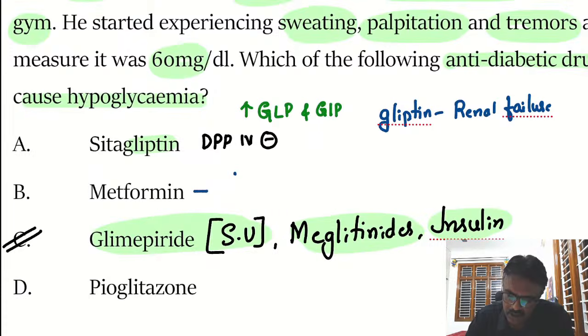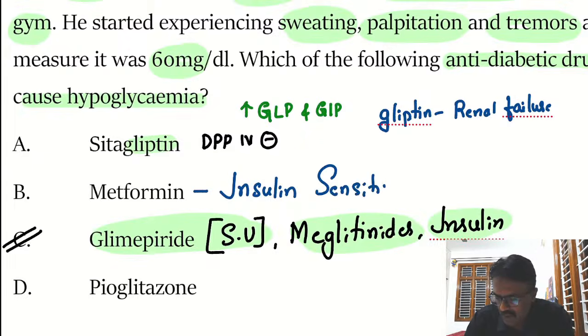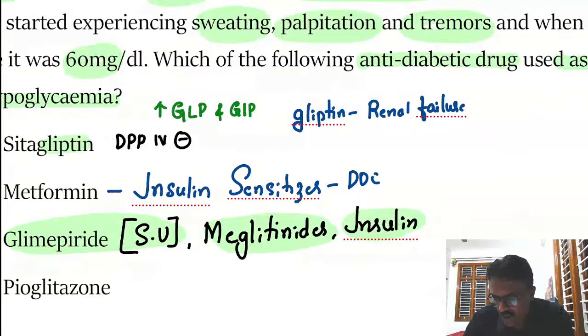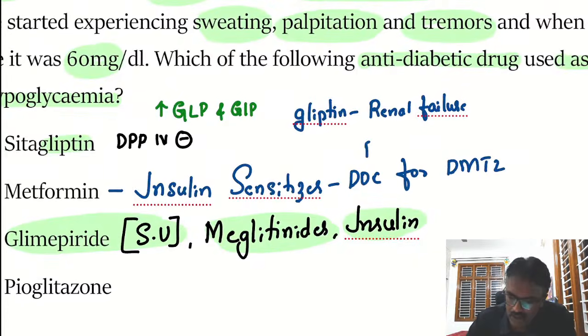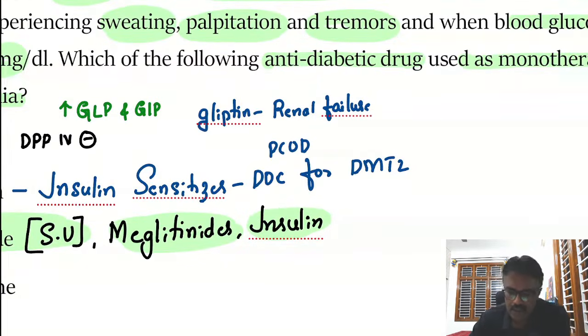Metformin is a drug which is also called an insulin sensitizer. Because of that, it is also considered a drug of choice for diabetes type 2. Since it's an insulin sensitizer, the drug is also used for PCOD, polycystic ovarian disease. And nobody answered which gliptin is safe in renal failure. The name is linagliptin. Renal failure, you have to take lina.